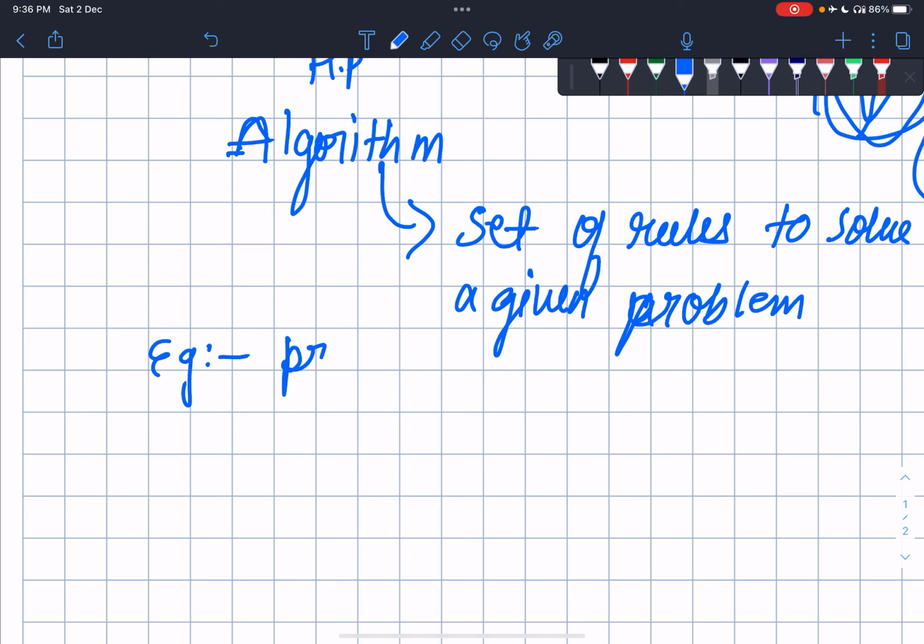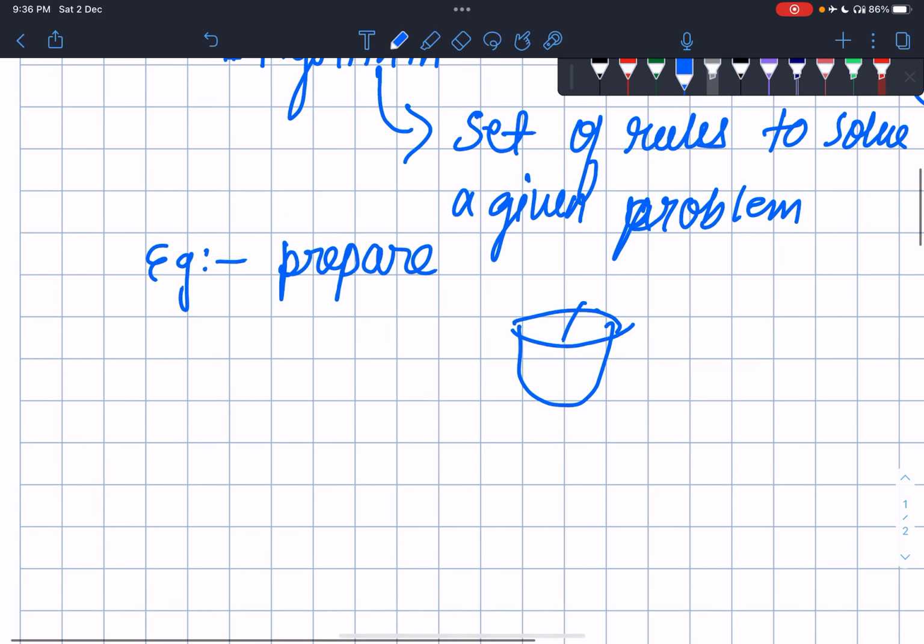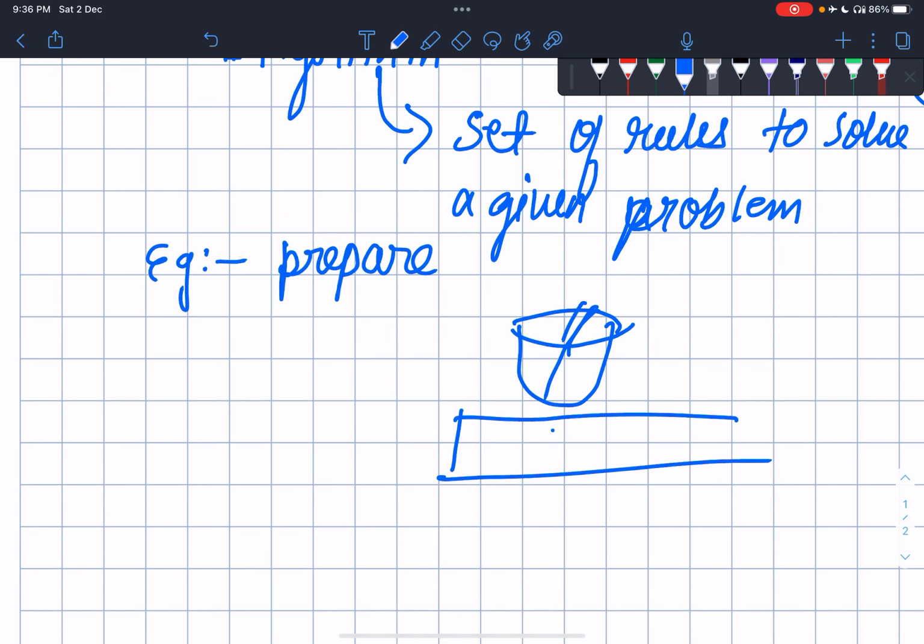let's suppose you have to prepare tea and you haven't been given instructions on how to do it. Let's suppose you have seen your mother in the kitchen prepare tea. She took the pot, poured water into it, and put it on the flame. She put the pot on the flame and turned on the gas.